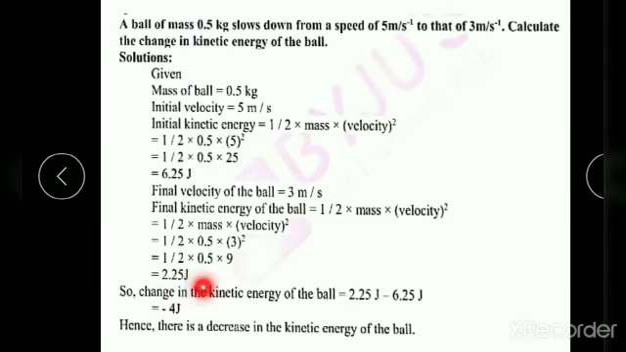So the change in kinetic energy will be final kinetic energy minus the initial kinetic energy. The initial kinetic energy is 6.25 and the final kinetic energy is 2.25. So you will subtract these two, that is 2.25 minus 6.25 gives you minus 4 joules. So hence there is a decrease in kinetic energy of the ball. Okay.